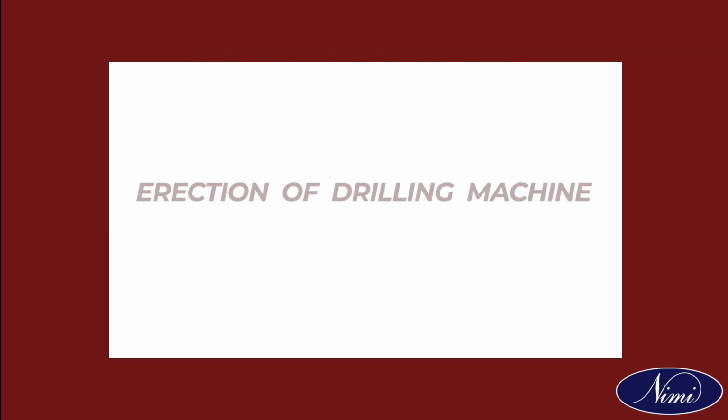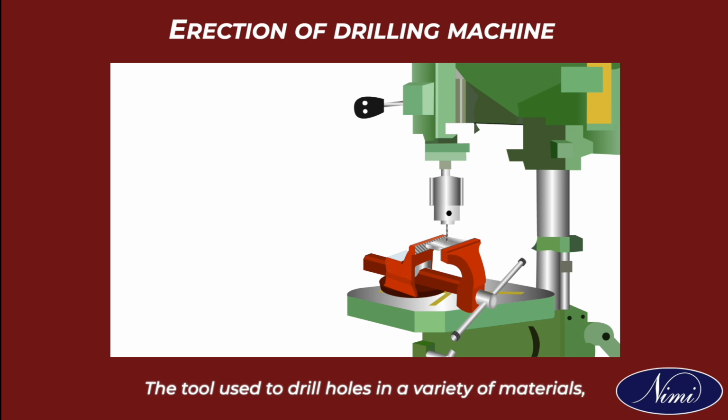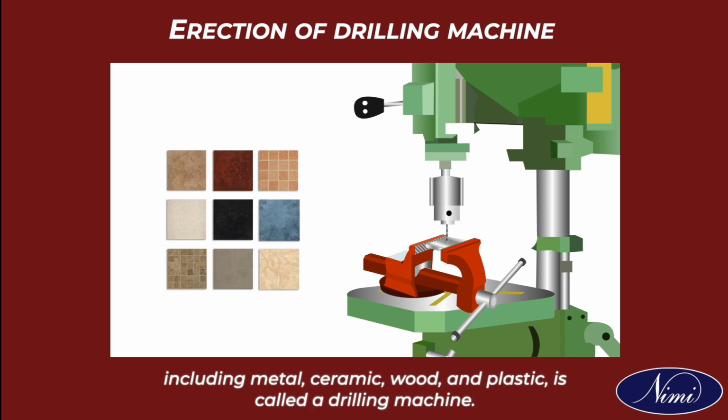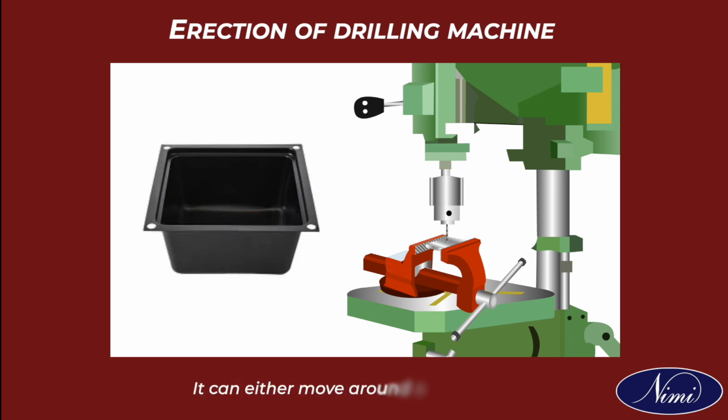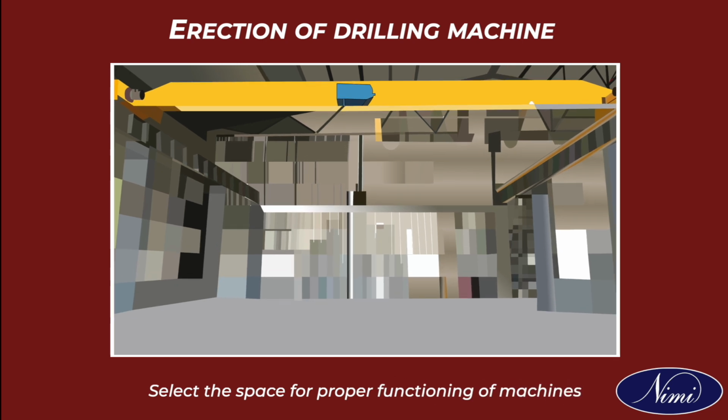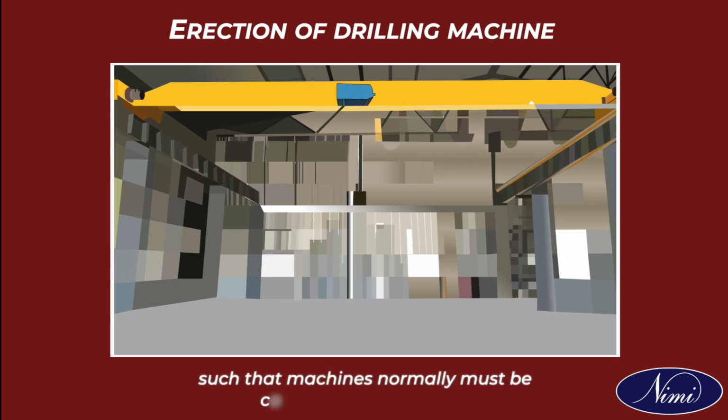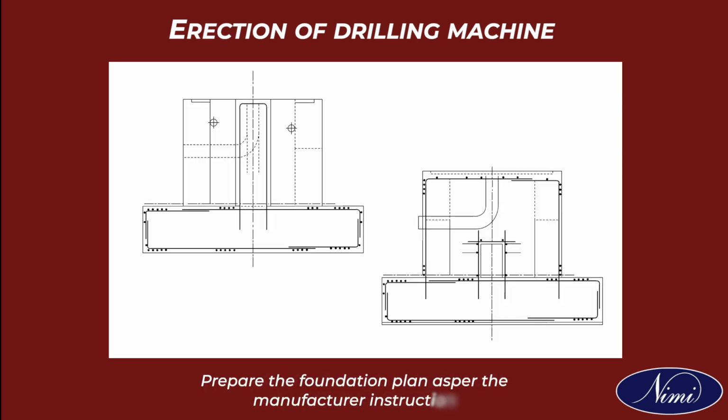Erection of drilling machine. The tool used to drill holes in a variety of materials including metal, ceramic, wood and plastic is called a drilling machine. It can either move around or remain still. Select the space for proper functioning of the machine, such that the machine is conveniently accessible. Prepare the foundation plan as per the manufacturer's instructions.